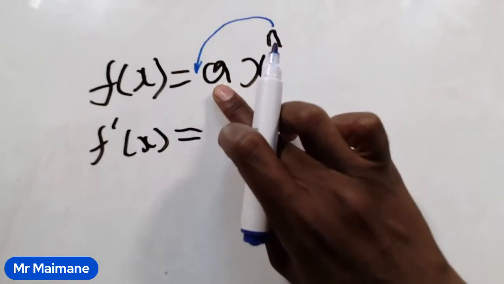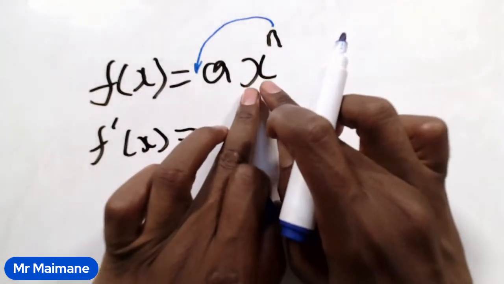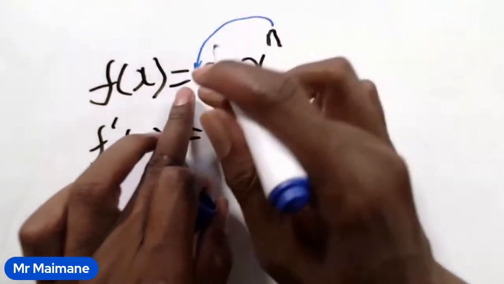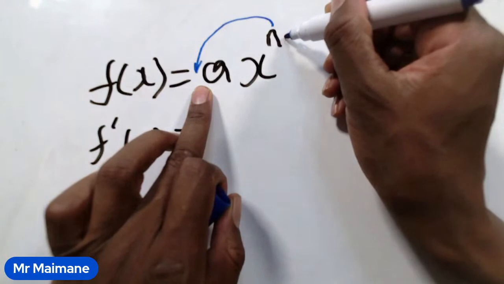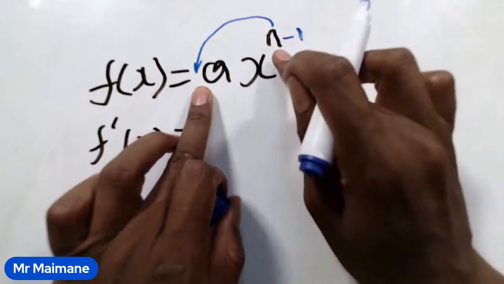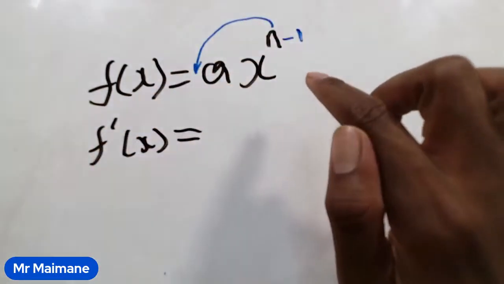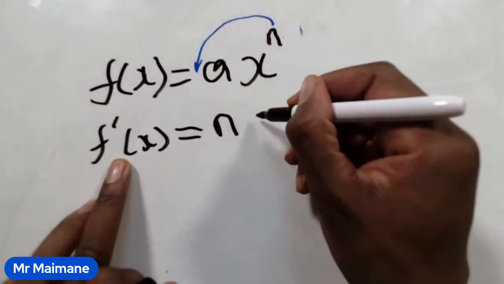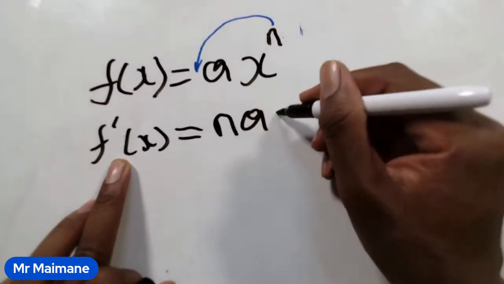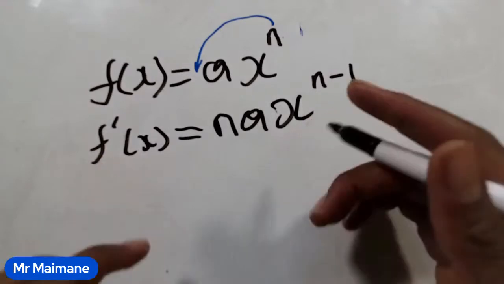It could be 5, it could be 2, it could be 3, it could be whatever number. Even if it's a variable, it doesn't really matter, because we are differentiating this variable. So you move the n to the front, you multiply it by whatever is in front of x. And then the next step is you also subtract 1 from that exponent. So n is also going to be a number. So we say the differential of this, f prime x, will be n multiplied by a x to the n minus 1. This is how it practically works.